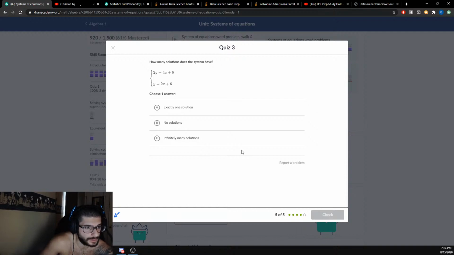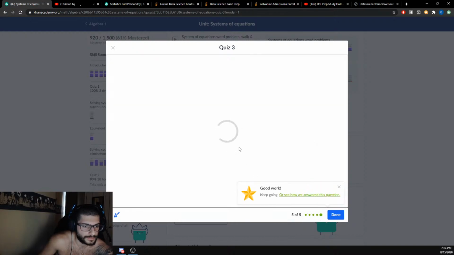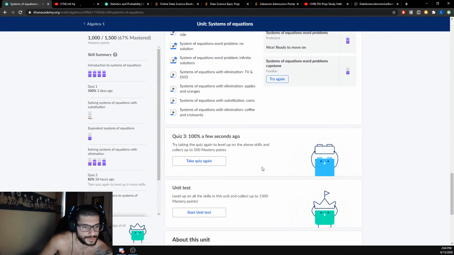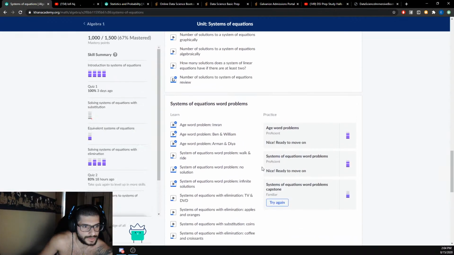How many solutions does this have? Okay, so we already have y in there. So now we can just do 2 times 2x plus 6 equals 4x plus 6. 4x plus 12 equals 4x plus 6. And if I subtract 4x, 12 equals 6. No solution. Yes, sir.